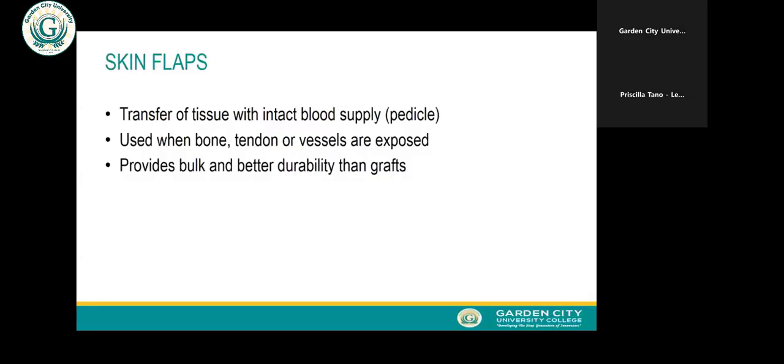We have large flaps, we have small flaps. Large flaps can be trimmed to become small flaps to cover up whatever damage we want to maintain. But small flaps cannot be made larger. It is used when bone, tendon or vessels are exposed. We flap the wound. It provides bulk and better durability than the grafts.